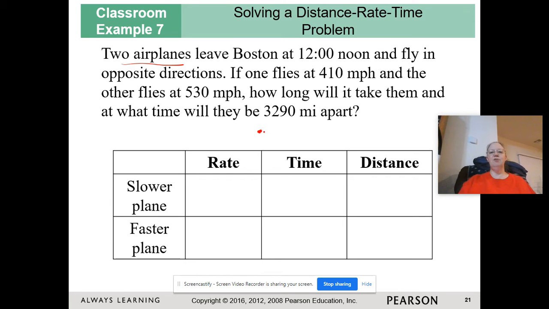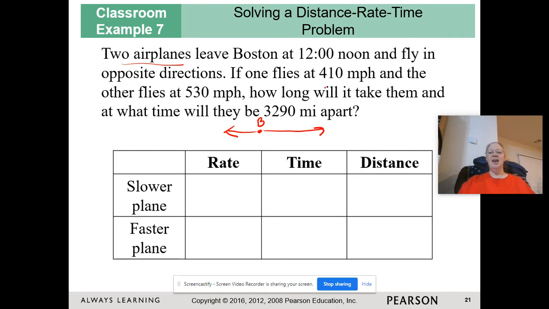So it's kind of helpful if you just draw a little something like that to indicate. So here's my Boston, and one is going in this direction, one is going that direction. Again, make sure that your arrows are not the same length because one is going to fly faster than the other, one's going to go further than the other.